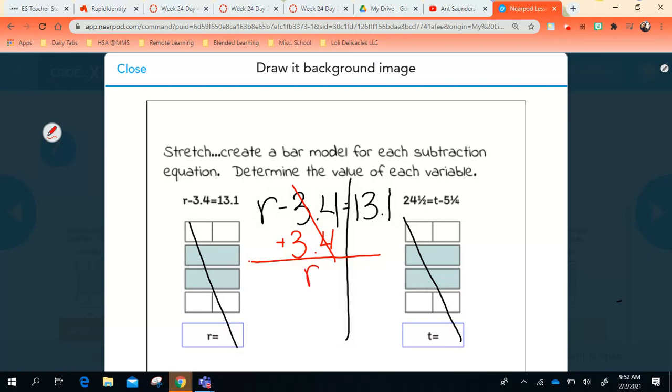What do I do over here? I'm adding what? I'm adding 3.4, because remember, whatever you do on this side, you do on the other, because you want to balance those out. So what was 13.1 plus 3.4? 16.5. Very nice. Now, if you have not already started it, and I want to see the work for it, not just the answer, go ahead and do the second one.